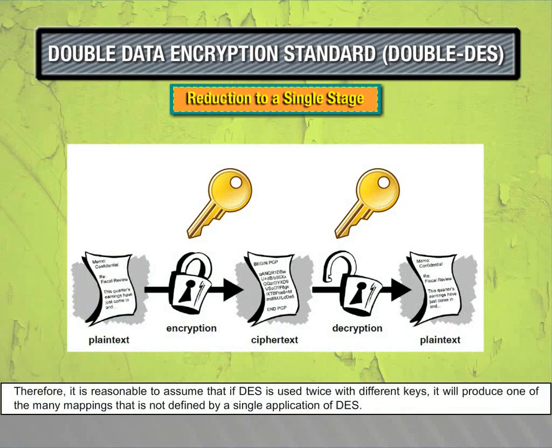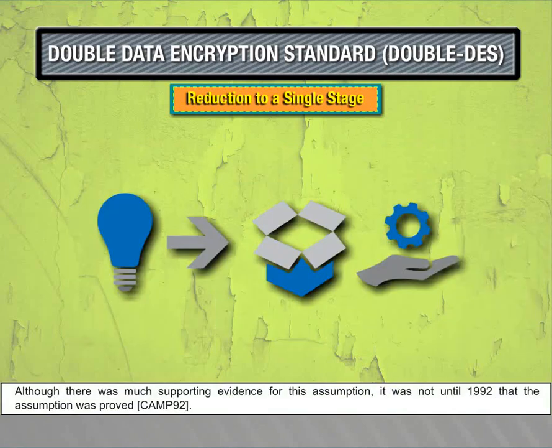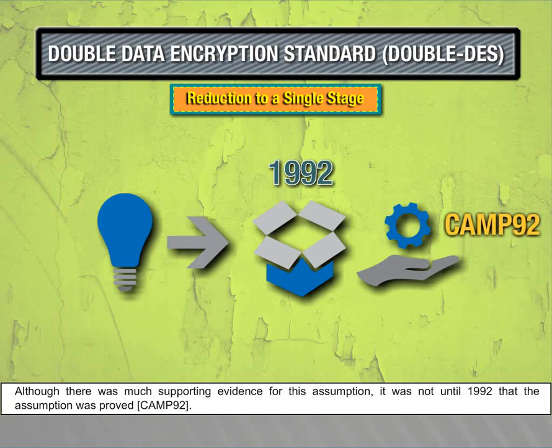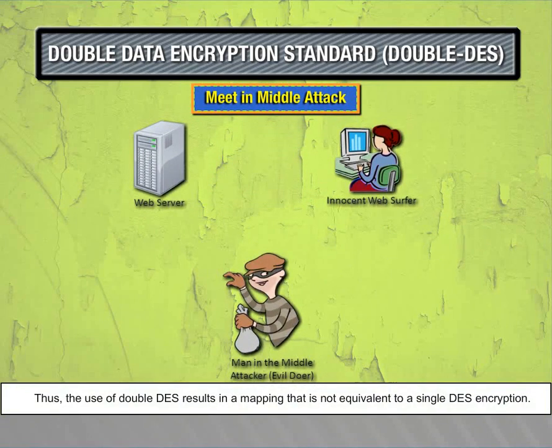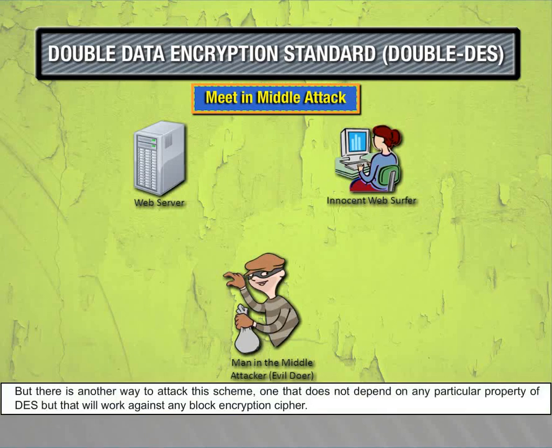Therefore, it is reasonable to assume that if DES is used twice with different keys, it will produce one of the many mappings that is not defined by a single application of DES. Although there was much supporting evidence for this assumption, it was not until 1992 that the assumption was proved by Campbell and Wiener. Meet in the middle attack. Thus, the use of double DES results in a mapping that is not equivalent to a single DES encryption. But there is another way to attack this scheme, one that does not depend on any particular property of DES, but that will work against any block encryption cipher.